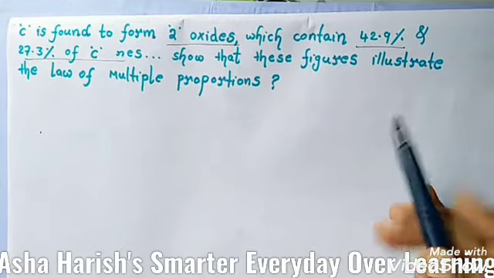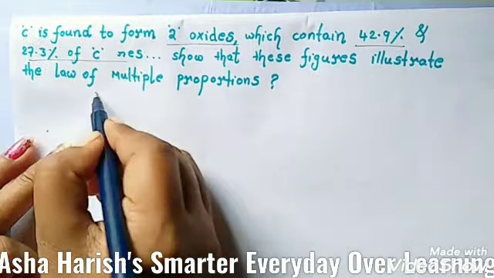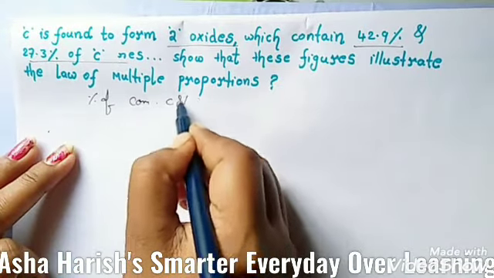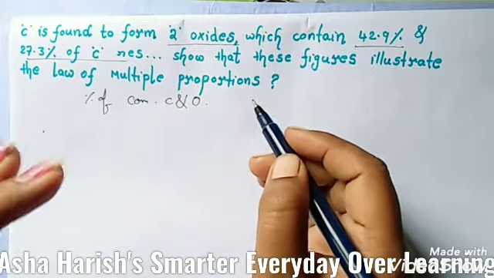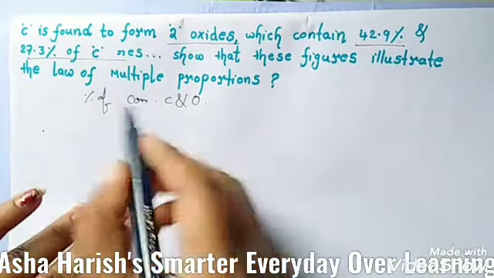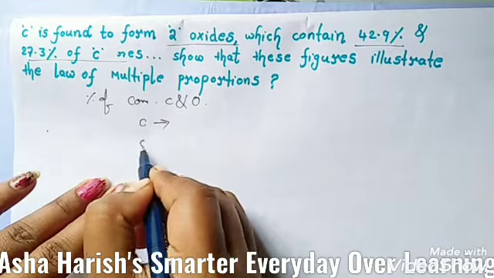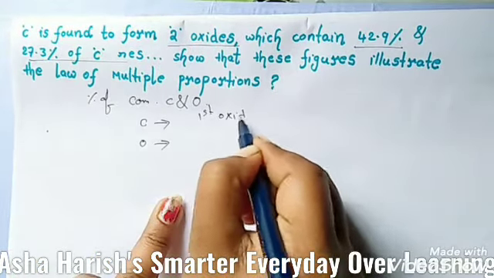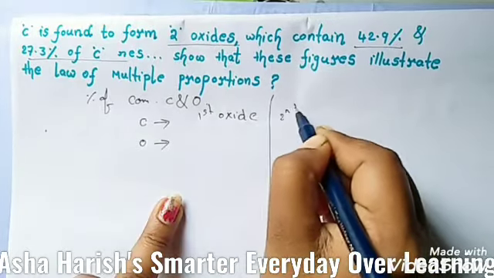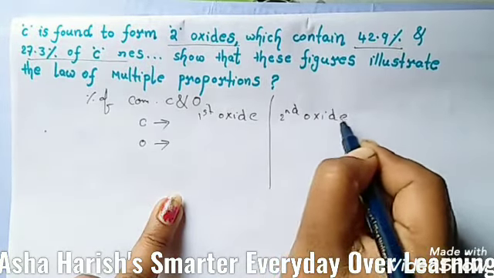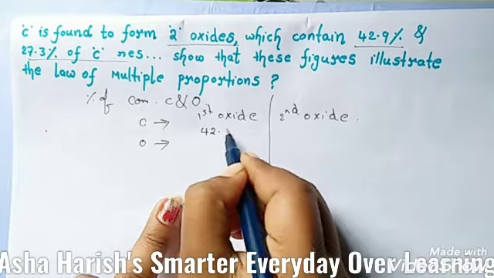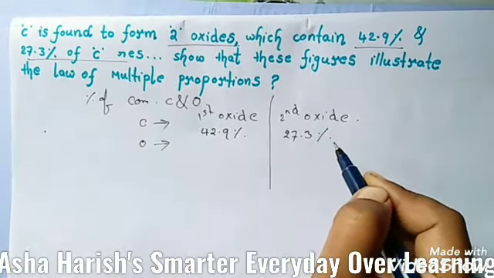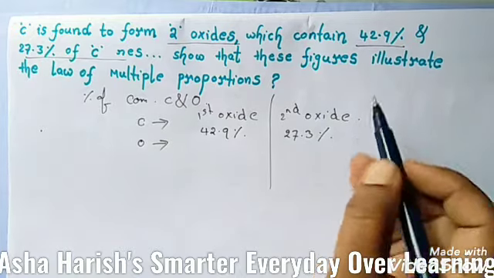In the solution, in step 1, we have to calculate the percentage composition of carbon and oxygen in each of the 2 oxides. First oxide, let's see, carbon here and here is the oxygen, and this is the first oxide and here is the second oxide. How much they have given? 42.9% and here 27.3%.